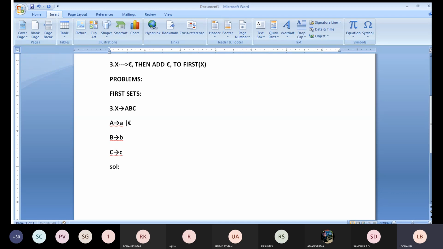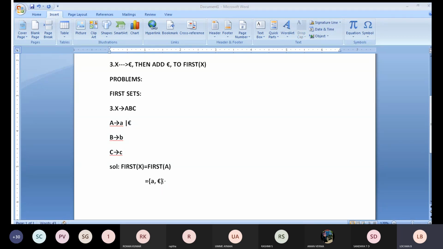Observe here. If you see first of X, what will you be getting? First of A you will be getting. From the first of A, what will you be getting, the non-terminal part? Anyone? Yes, sir. Along with small a, epsilon is there. Epsilon is also a terminal, so I'll be writing here a comma epsilon. Just see here how I'm going to solve the problem.